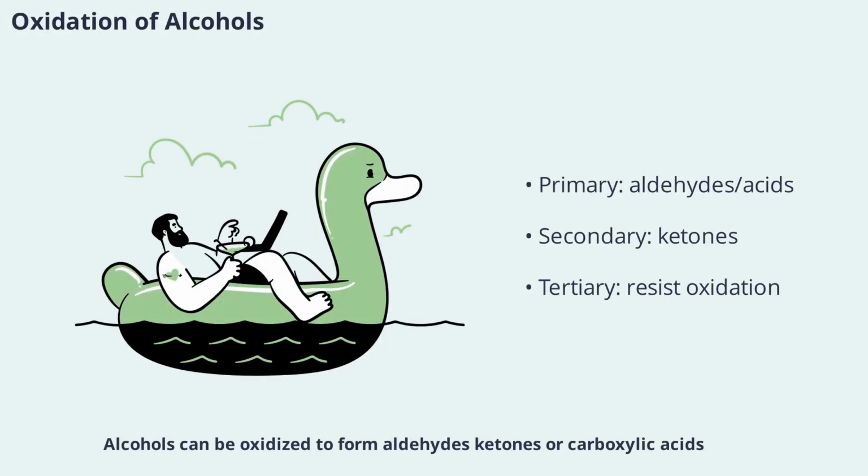Alcohols can be oxidized to form aldehydes, ketones, or carboxylic acids, depending on their classification. Primary alcohols yield aldehydes and then acids, secondary alcohols form ketones, and tertiary alcohols resist oxidation. These oxidation reactions are fundamental in organic synthesis and are widely used in the chemical industry.